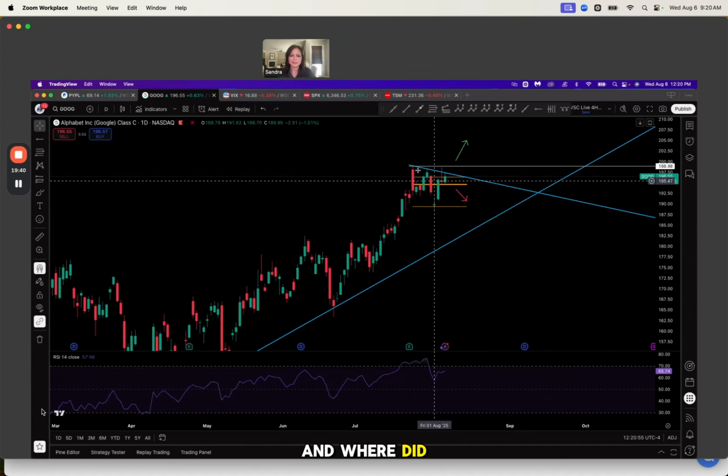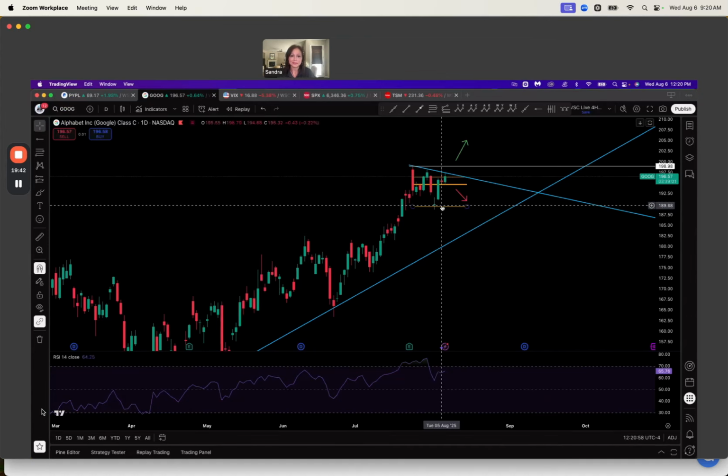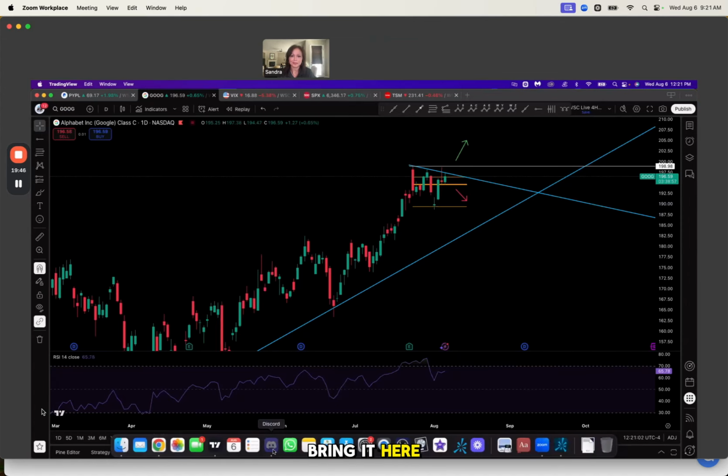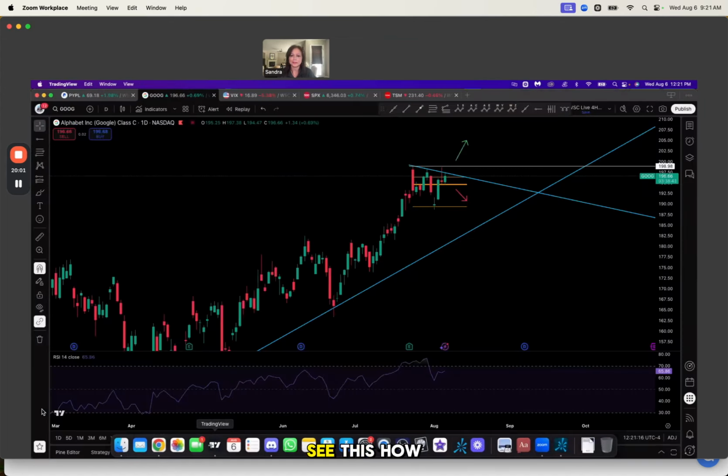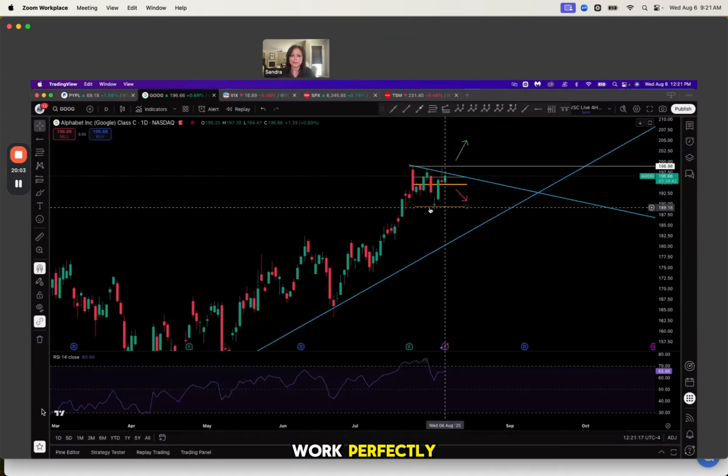And where did Google stock actually bounce? We bounced right on the bottom of our range. Remember, let me bring it here. So Google was distributing a bit here. Then we went to the bottom on the support range at 189, and we had that bounce. And we can see how the dark pool worked perfectly.